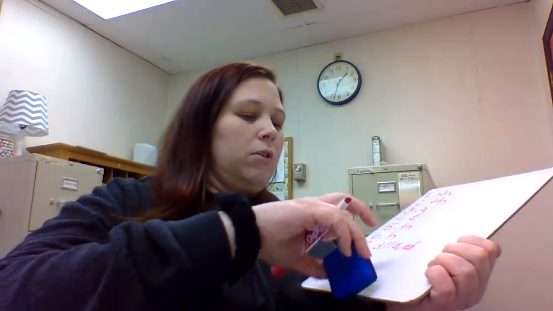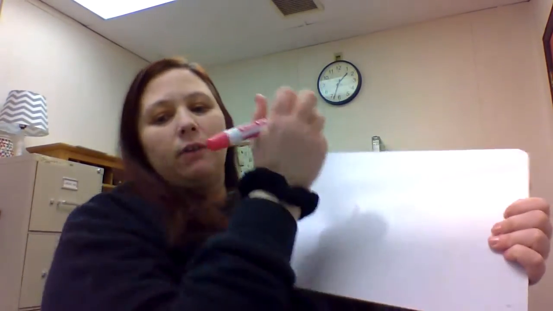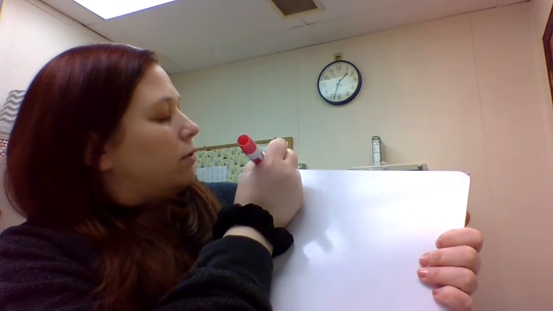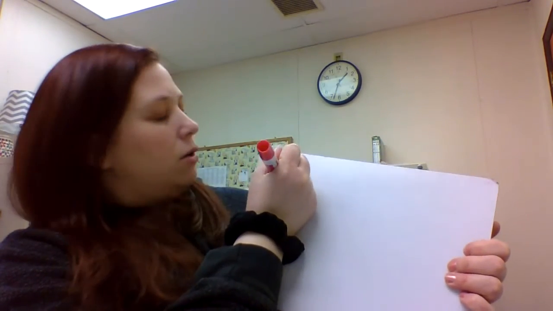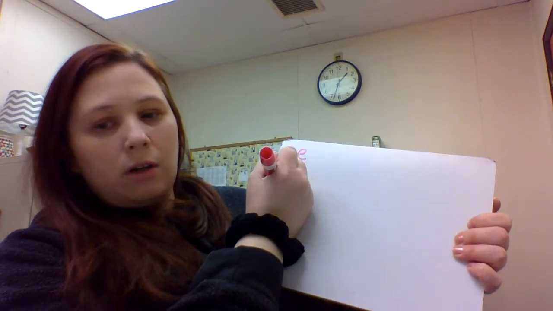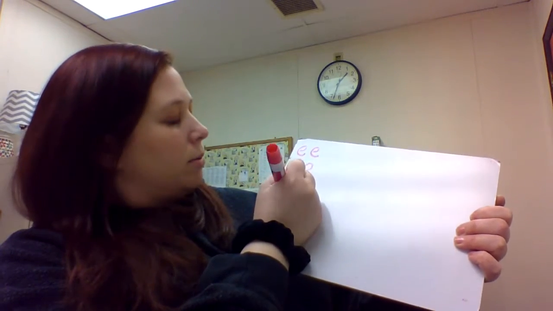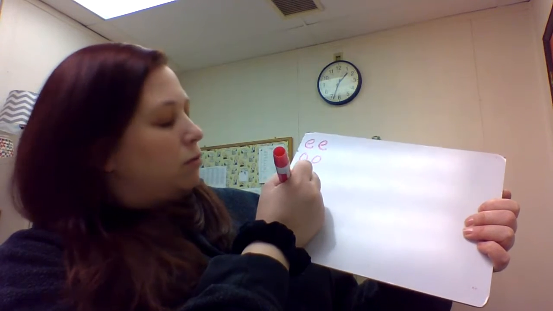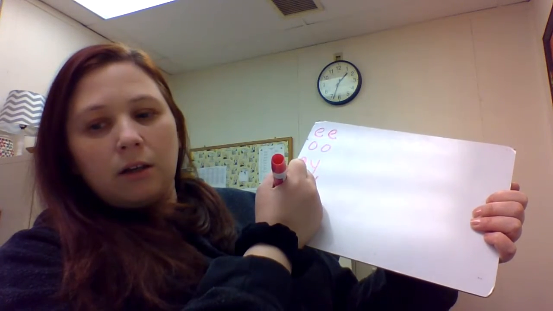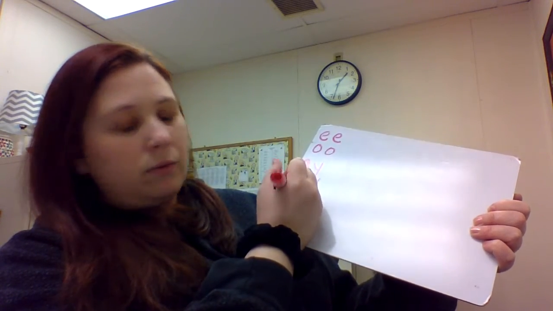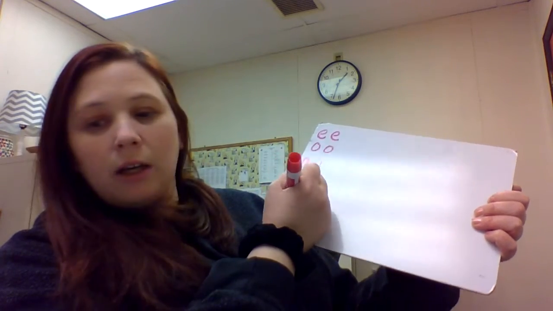And next we are going to talk about our vowel digraphs. Let's look at these first. EE, OO, AY, OW, UE, AU, and AW.